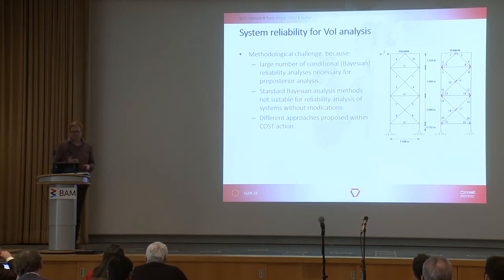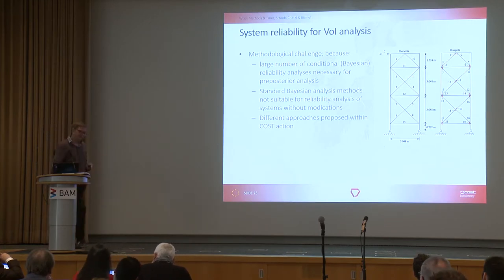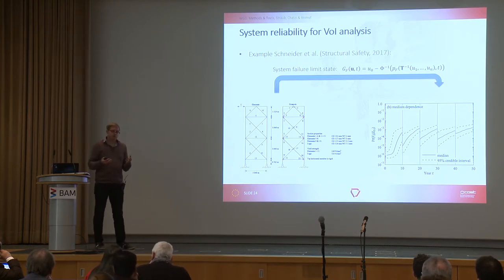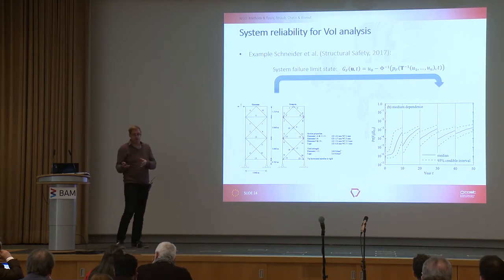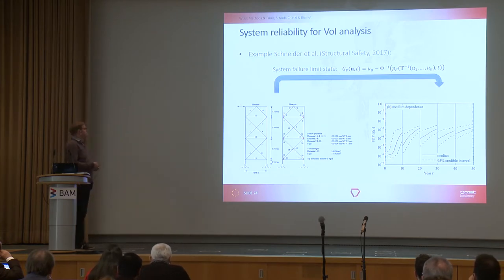So there has been work performed during this COST action, which was also reported in this COST action, on trying to calculate the system reliability conditional on information. And always we have to do it with a Bayesian approach in addition. One of the approaches was developed by Ronald here at BAM, where he looked at a system represented by a set of components. Each component can be in an okay condition or in a failed condition. And you can see already you have 2^n possible system states.